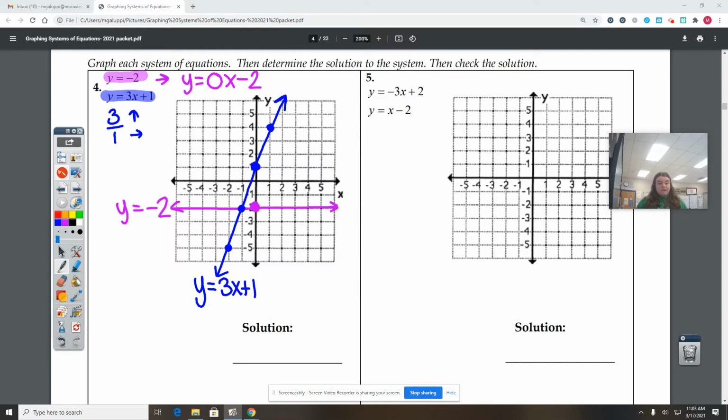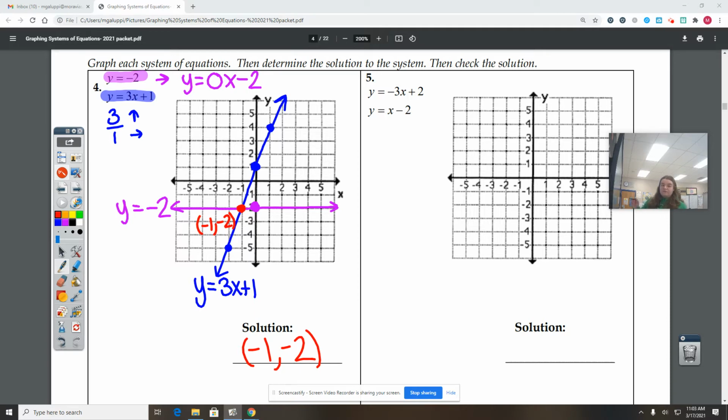So then our last step is to identify our solution because, again, remember the question says determine the solution to the system. I haven't actually done that yet. All I've done is graph the lines. So I'm going to find my intersection point right here. And this is the point -1, -2. So that's my solution. Remember, you need an x and a y coordinate for a solution.